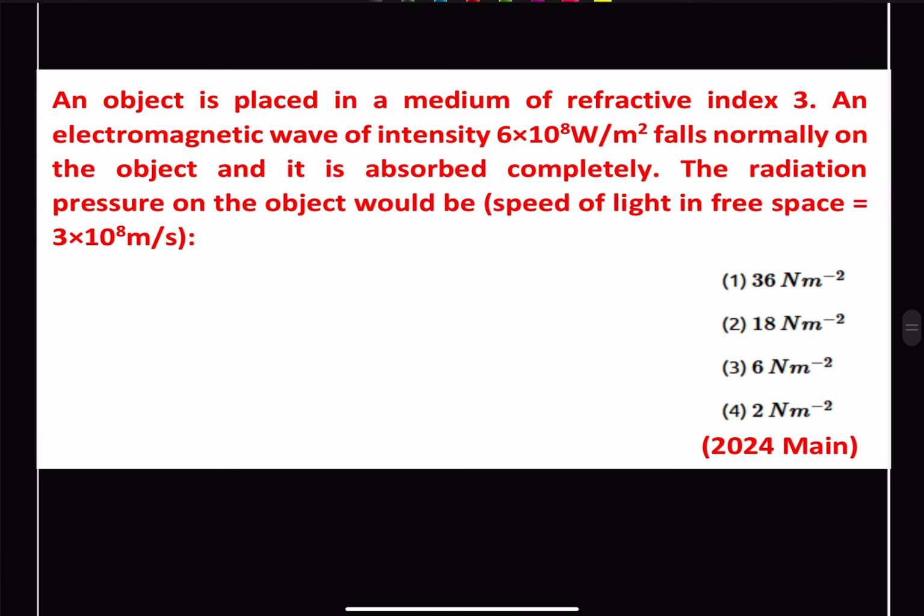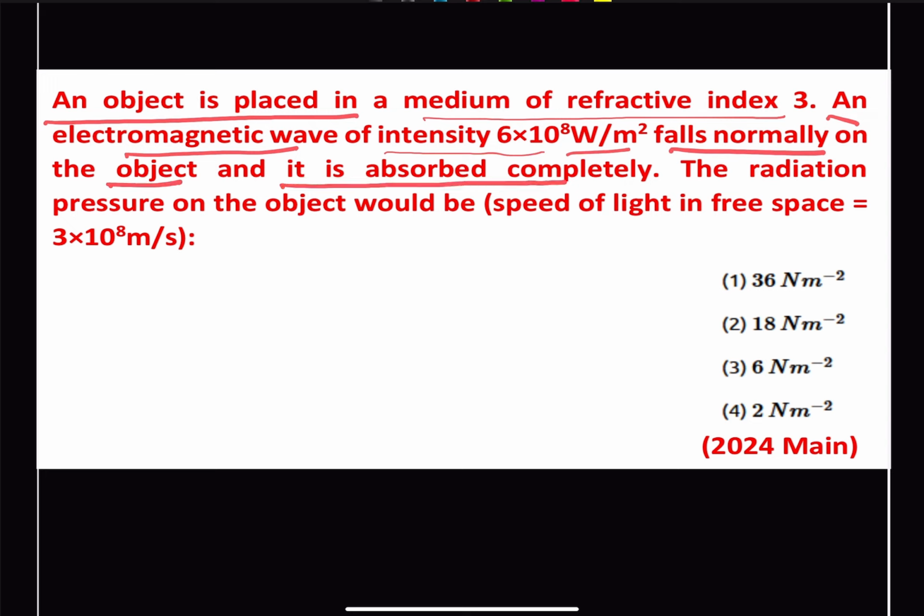It states that an object is placed in a medium of refractive index 3. An EM wave of intensity 6 into 10 to the power 8 watt per meter square falls normally on the object. It is absorbed completely. The radiation pressure on the object would be. So in this case, we are going to find out the radiation pressure, and we have to remember there is 100% absorption.